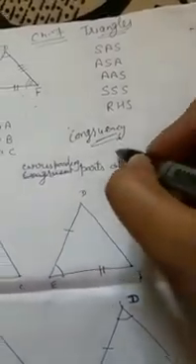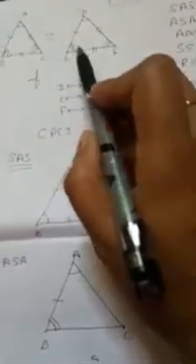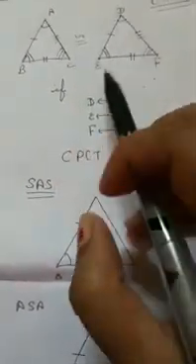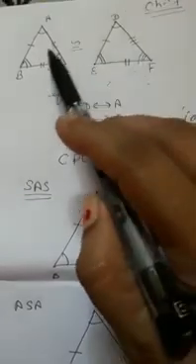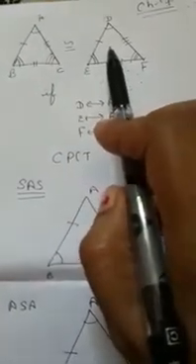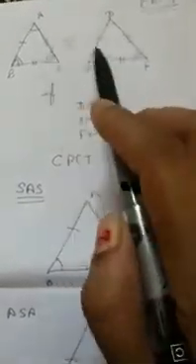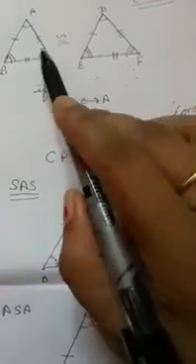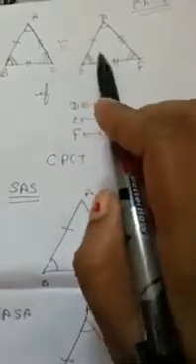What is congruency? Congruency means when two figures overlap each other. As here you are given a triangle ABC and a triangle DEF. If this triangle ABC completely covers the second triangle DEF, meaning if these two triangles coincide with each other, totally cover each other, then we can say these two triangles are congruent.